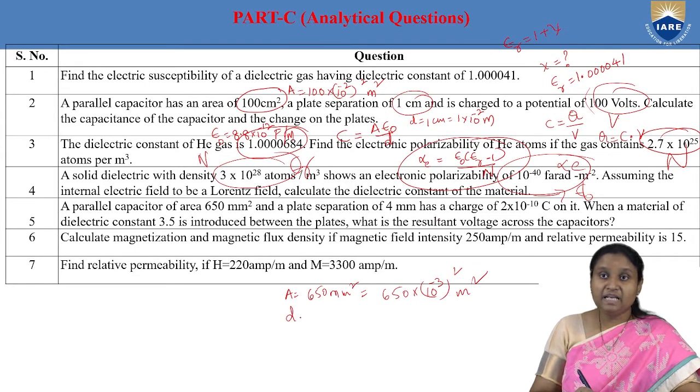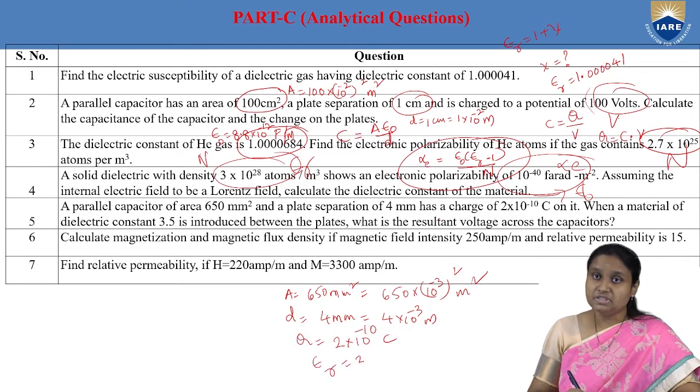And then we were given plate separation, which is 4 mm. So it is 4 into 10 to the power of minus 3 meters. And charge is also given, which is 2 into 10 power of minus 10 coulombs. Dielectric constant value is given, which is 3.5, and we need to find voltage.